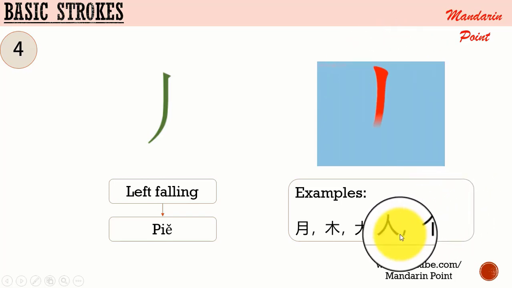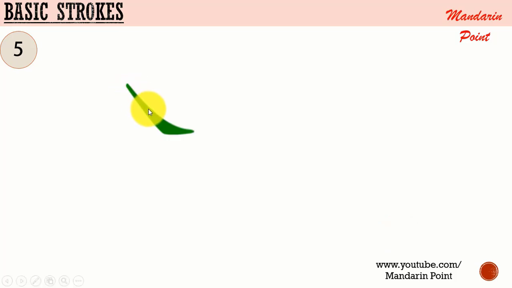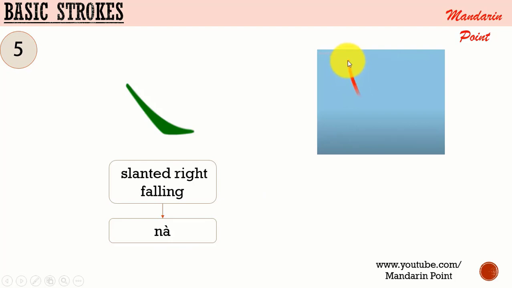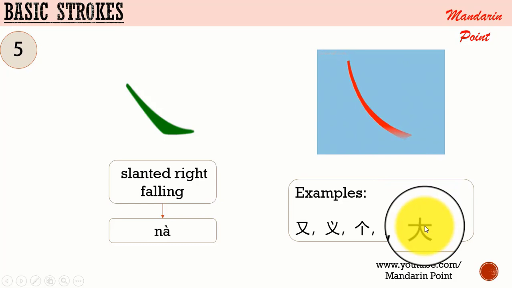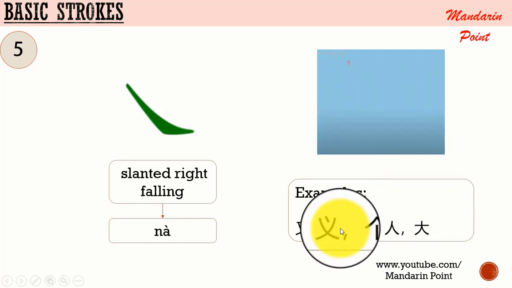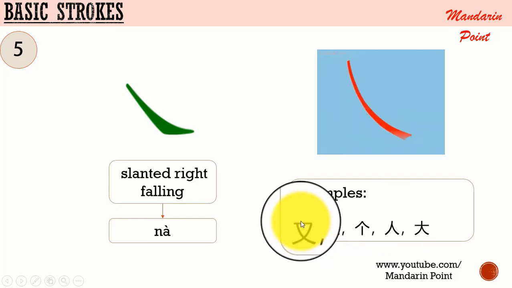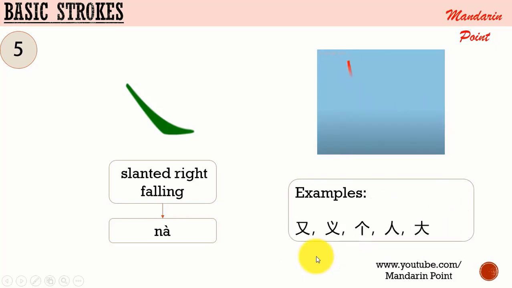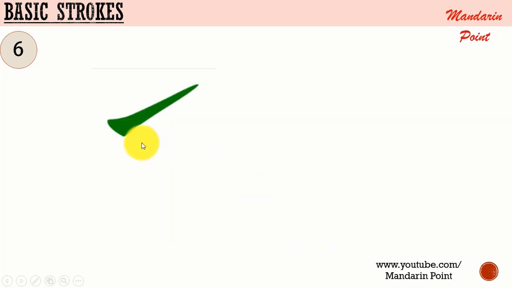The fifth one, a line falling towards the right, so we call it right falling, or na, and it is written like this. We start from the top and gradually fall towards the right, and you can see it over here. This one is na, na.